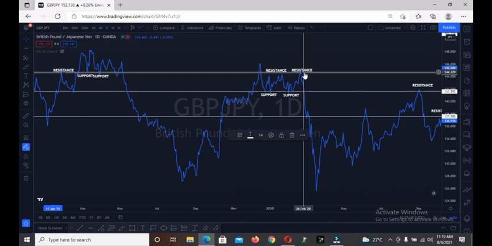So I believe with this you can understand how to identify support and resistance within your TradingView or your broker, the trading platform you are using. Thank you very much. We'll go back to the next class.